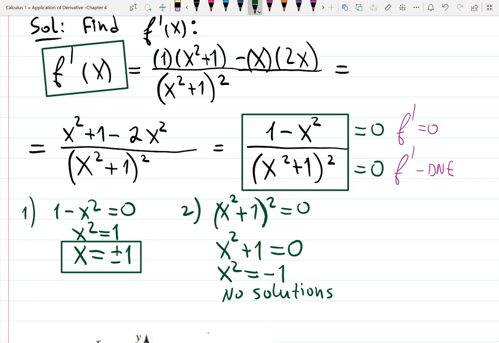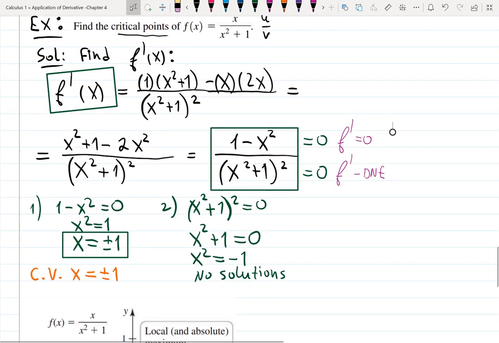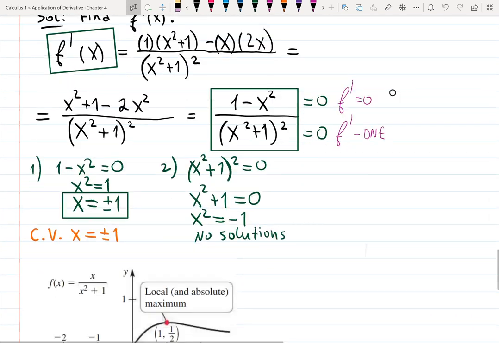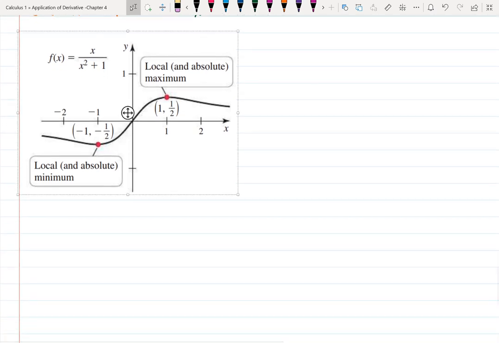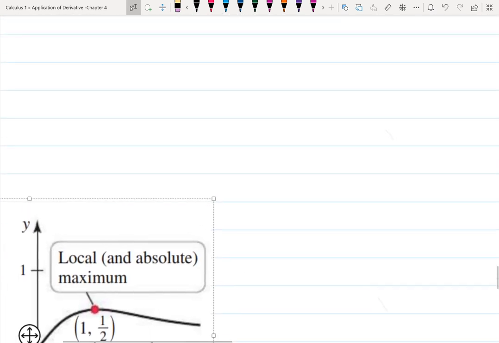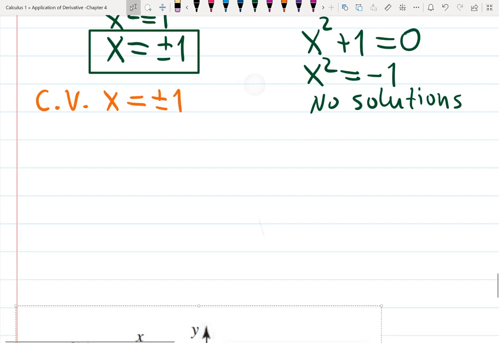So we have 2 points, we have 2 values. What we just found is going to be important for your homework and understanding in general. Those are critical values, because x is the value, right? Critical values are x equals plus or minus 1. Now, what I want you to find are points. So I will move this graph a little bit lower.